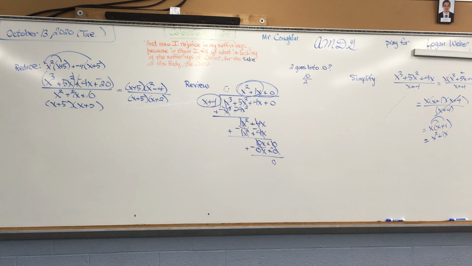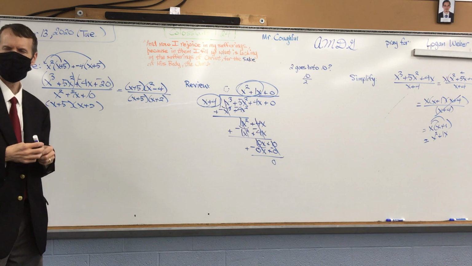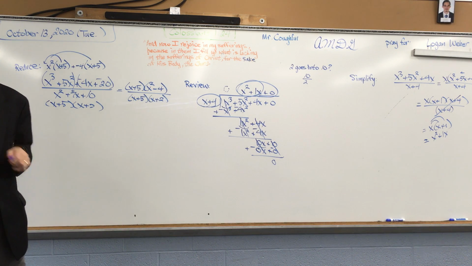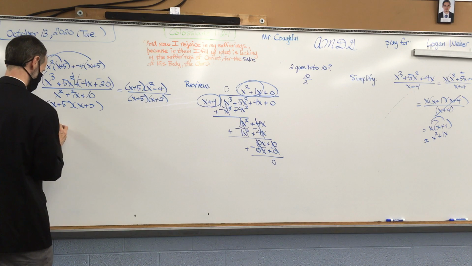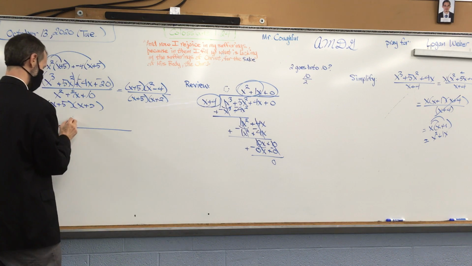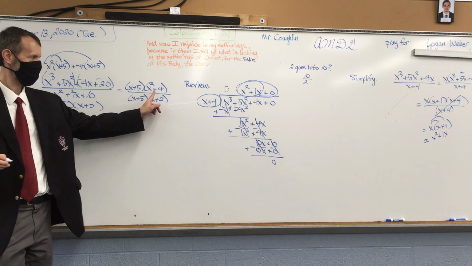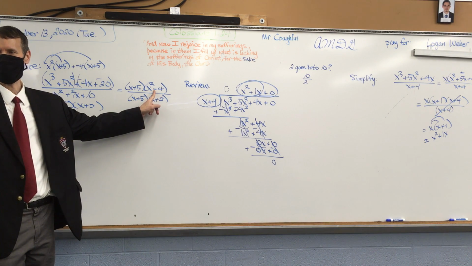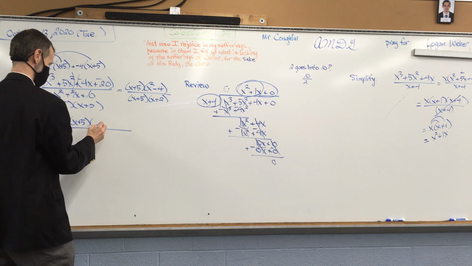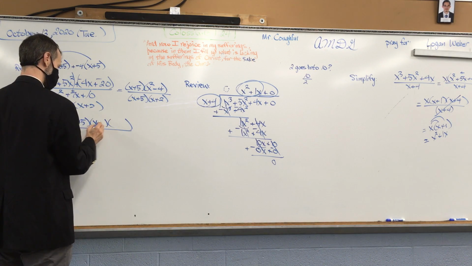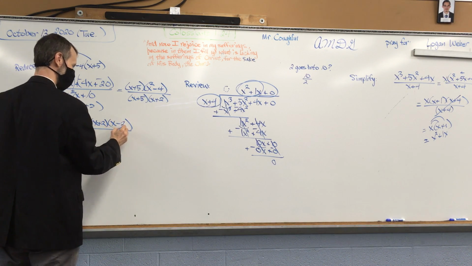That was a little strange to me. I took x squared plus negative 4 and wrote it as x squared minus 4. Why would I do that? I have x plus 5, and then, does this look familiar to anybody? Difference of two squares. What does it split into? X plus 2, x minus 2.